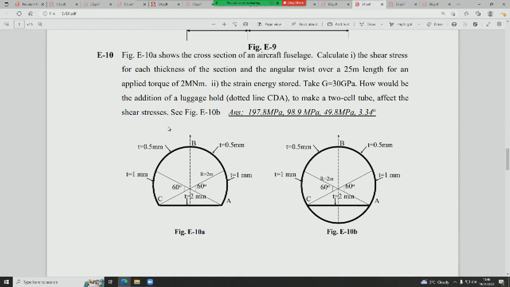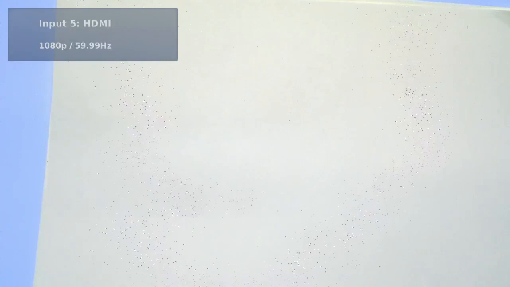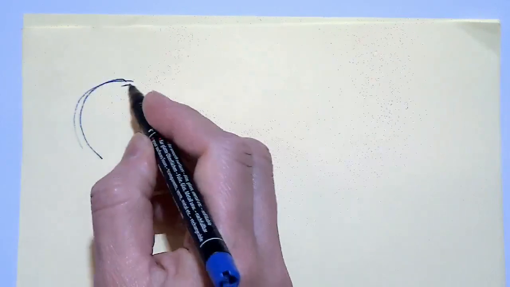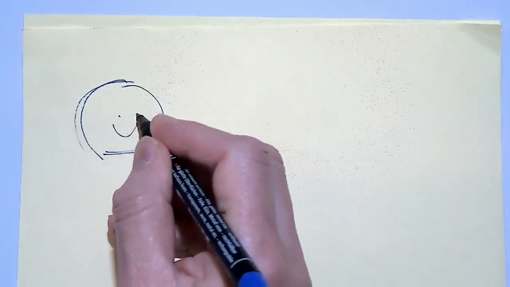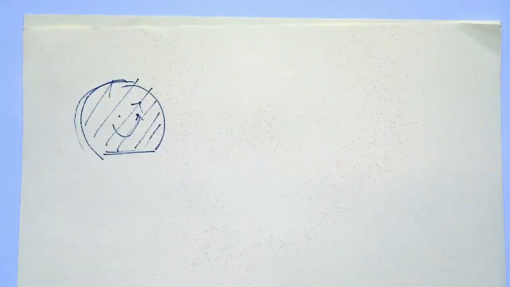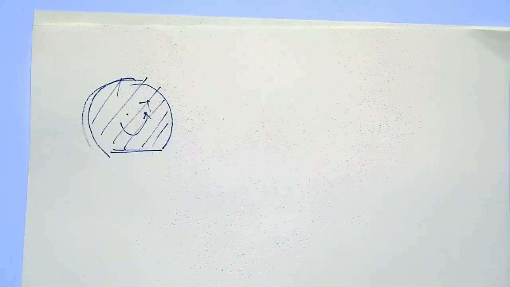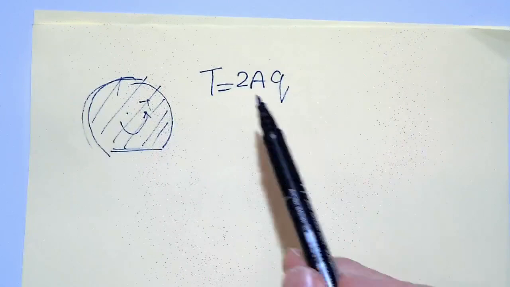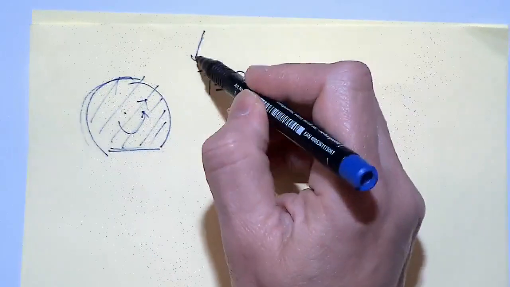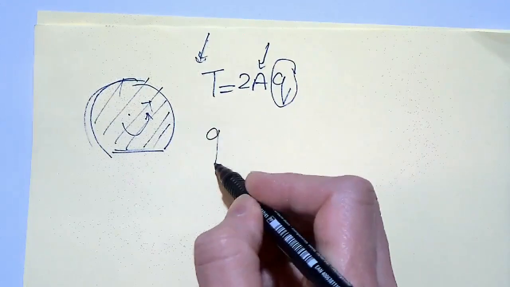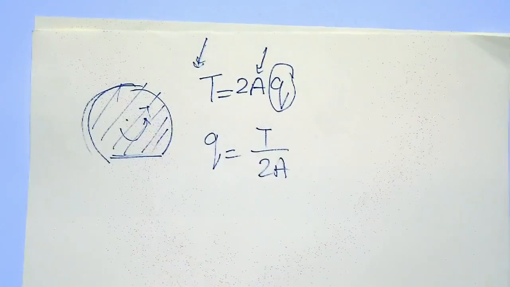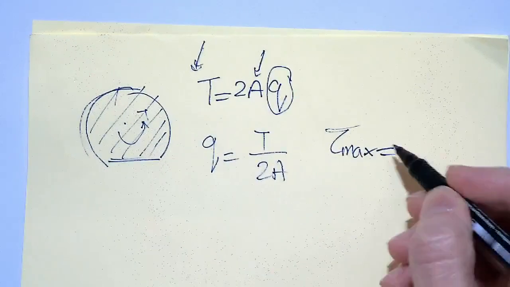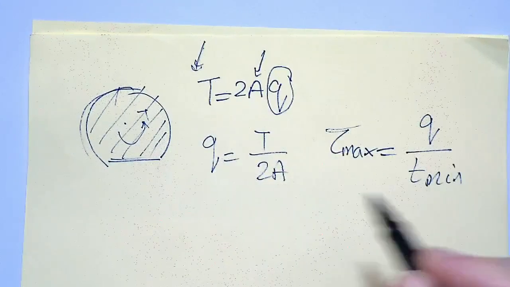In this example, we had a fuselage with a single cell, which was subject to torsion. A was the area enclosed by the perimeter. So for a single cell, the torque applied is equal to 2Aq. Based on what I showed you earlier, the torque is given and the area enclosed by the perimeter is given, which gives us a constant shear flow, q equals T over 2A. Now, if I was asked to find the maximum shear stress, the maximum shear stress is q divided by t min, which is the minimum thickness.